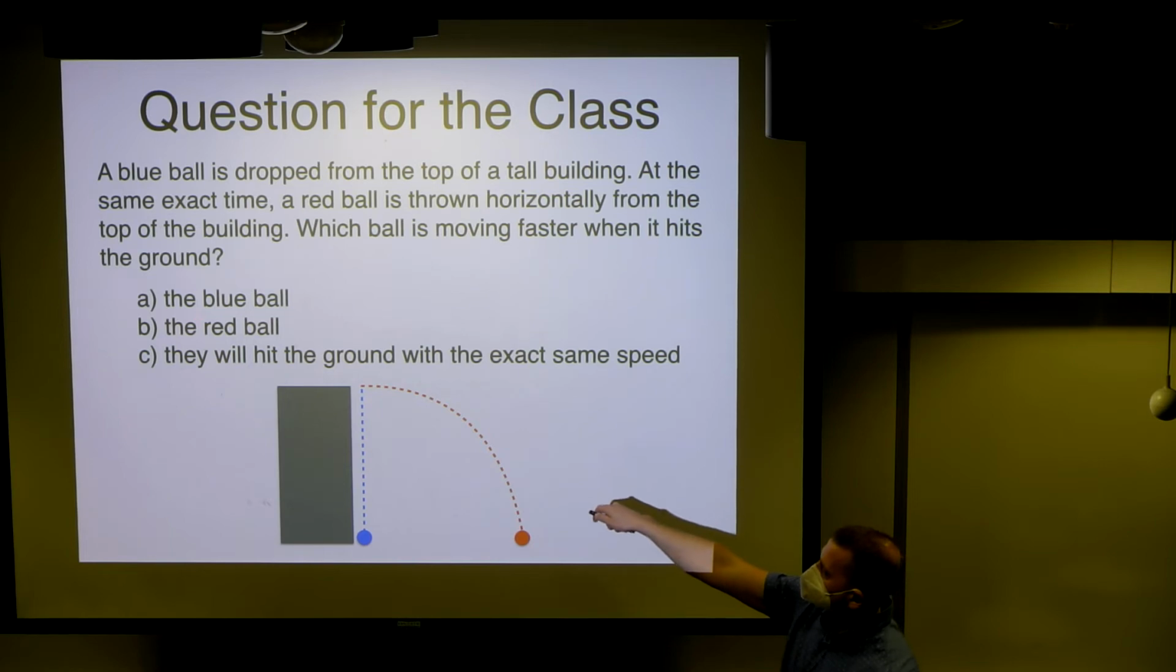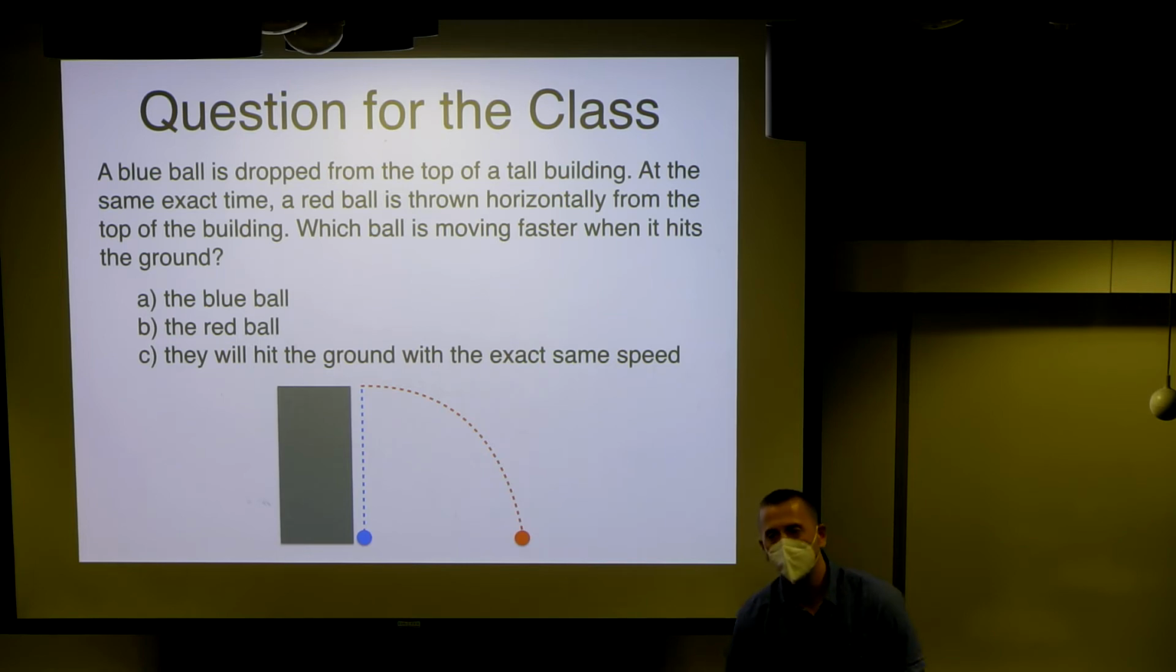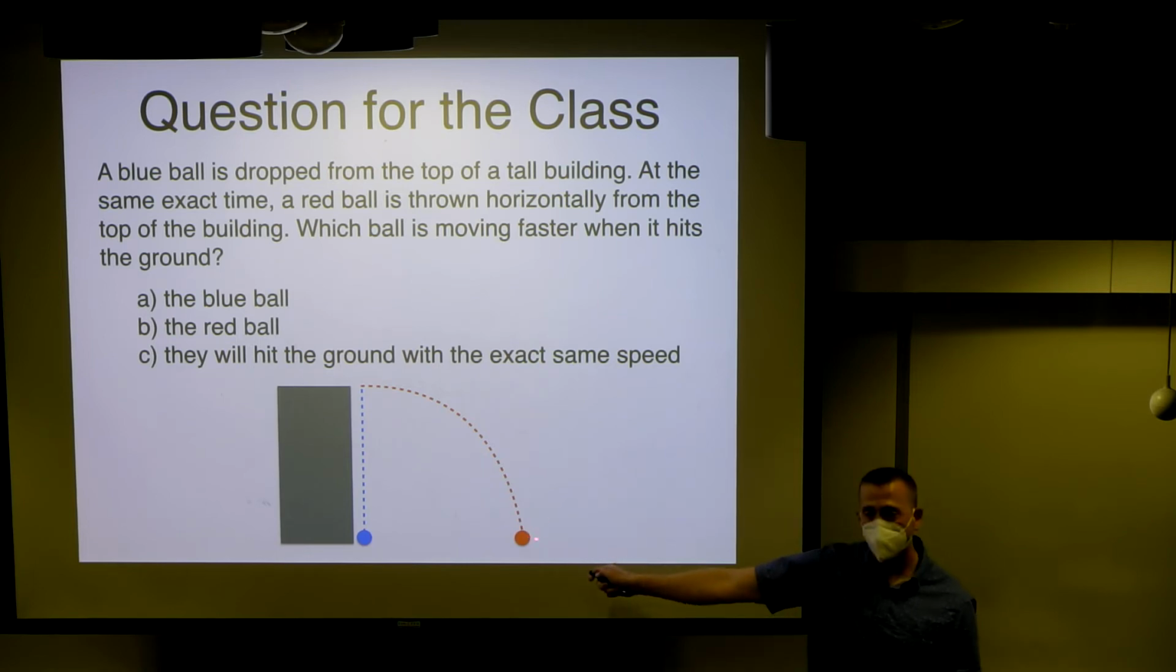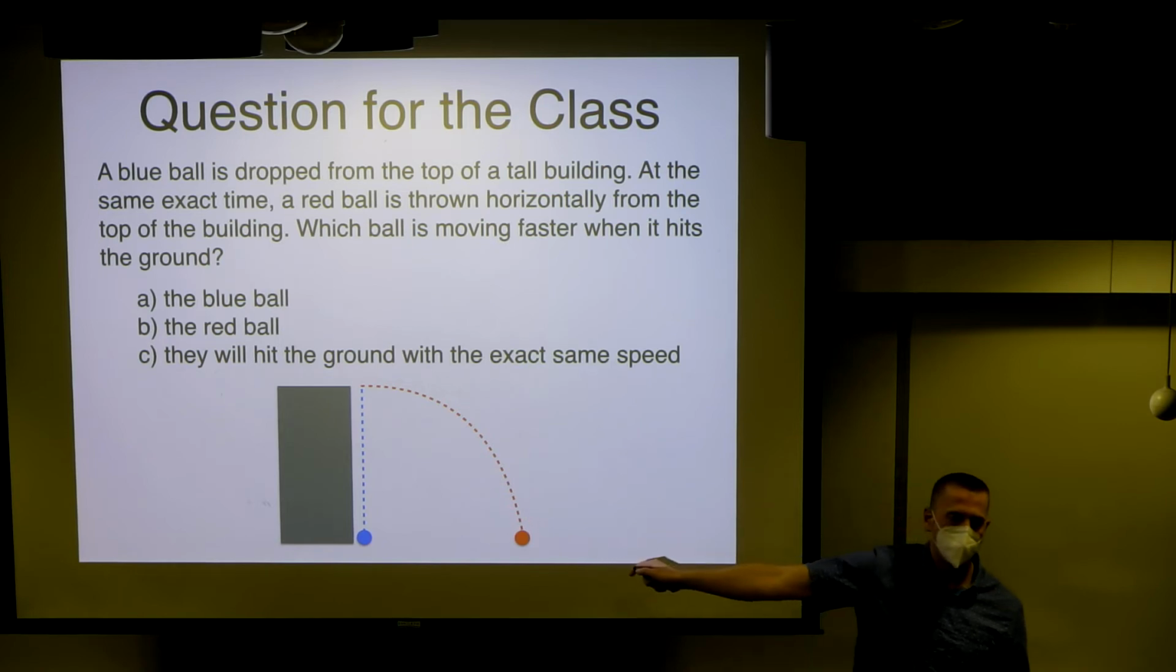Okay, who says it's A? This one, the blue one's going to be moving faster when it hits the ground. Who says it's B? Red ball. And then who says it's C? They hit the ground at the same speed. So in this case, the answer is B. It's the red ball that's going to have the greater speed upon hitting the ground.